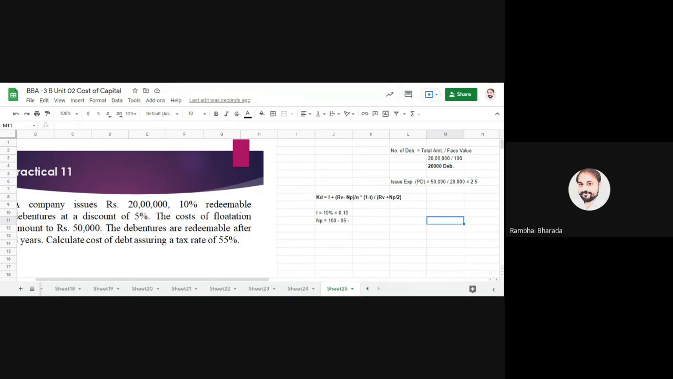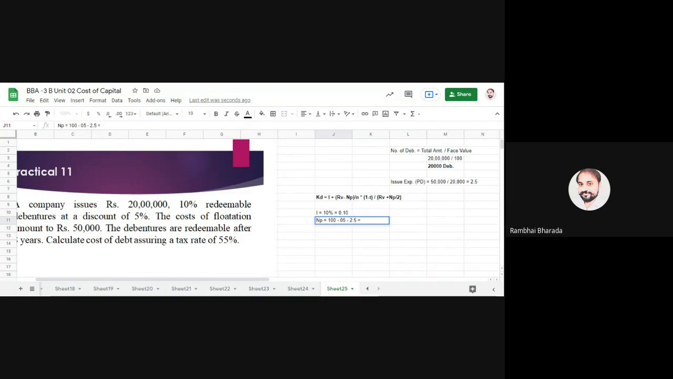मैंने सबसे पहले क्या किया, वापस एक बार रिपीट करता हूँ. टोटल अमाउंट को 100 से डिवाइड किया, नंबर ऑफ डिबेंचर्स मिलेंगे, उसी नंबर ऑफ डिबेंचर्स को मैंने यूज करके जो भी टोटल कॉस्ट था वह उसमें से पर डिबेंचर, अगर एक डिबेंचर मुझे इश्यू करना है कंपनी को तो कितना कॉस्ट लगेगा, 2.5. So here issue expense per debenture is 2.5.